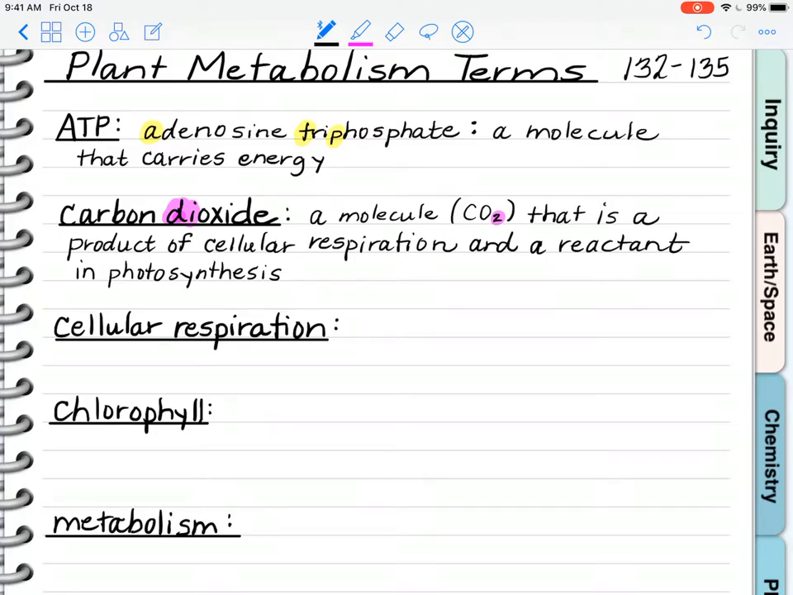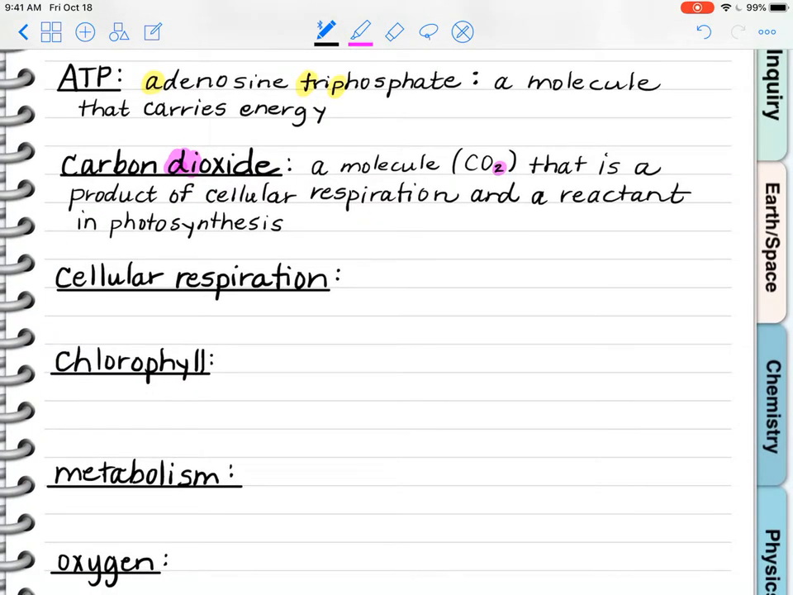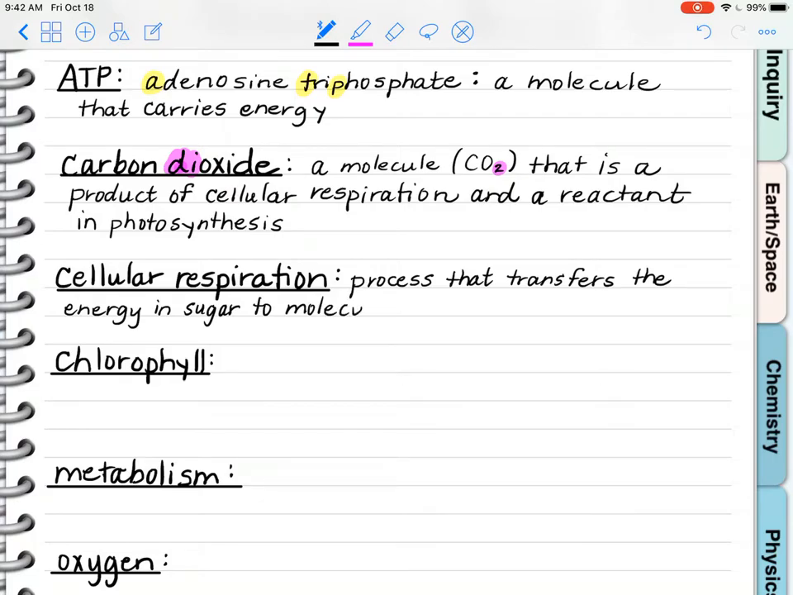Cellular respiration is a process that transfers the energy in sugar, and what's that energy molecule called? To molecules of ATP.